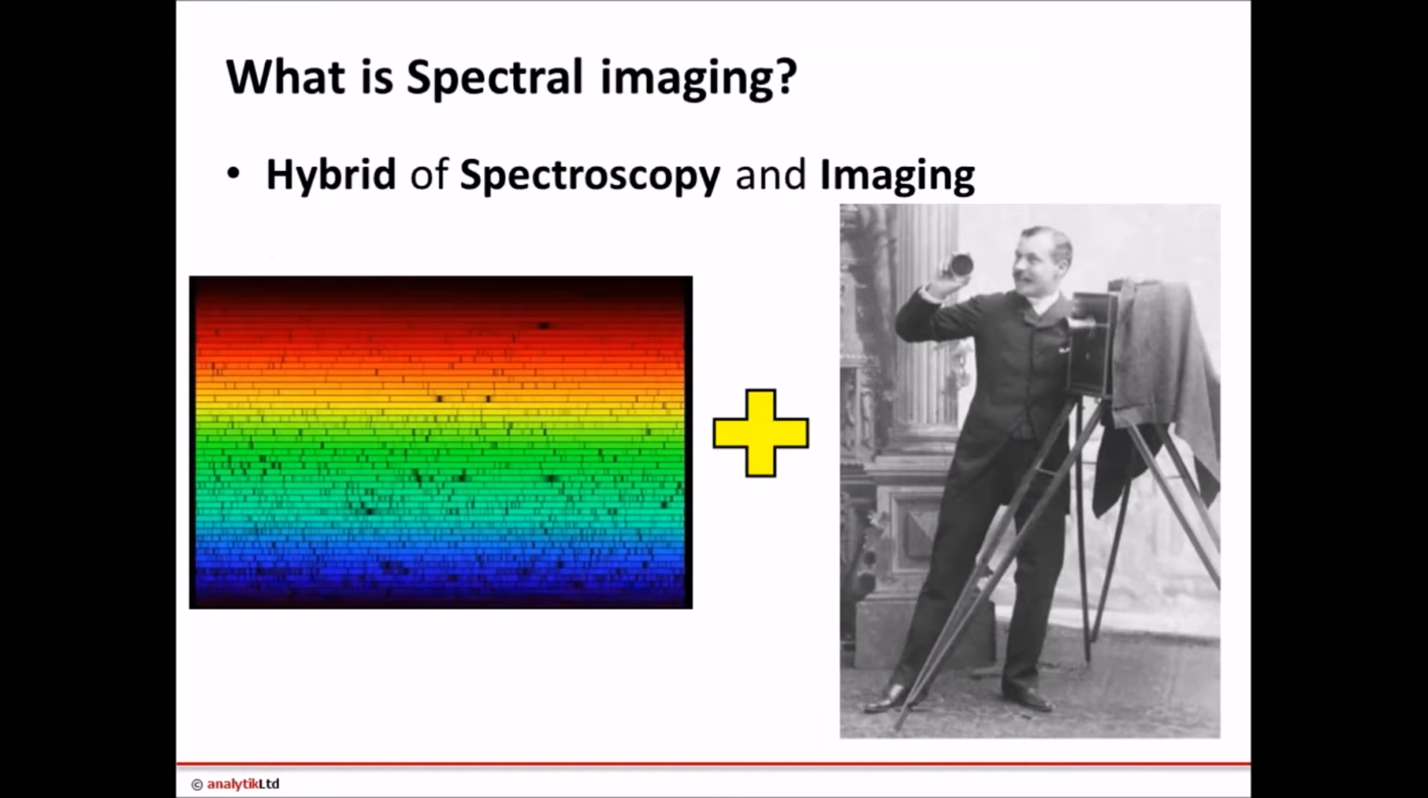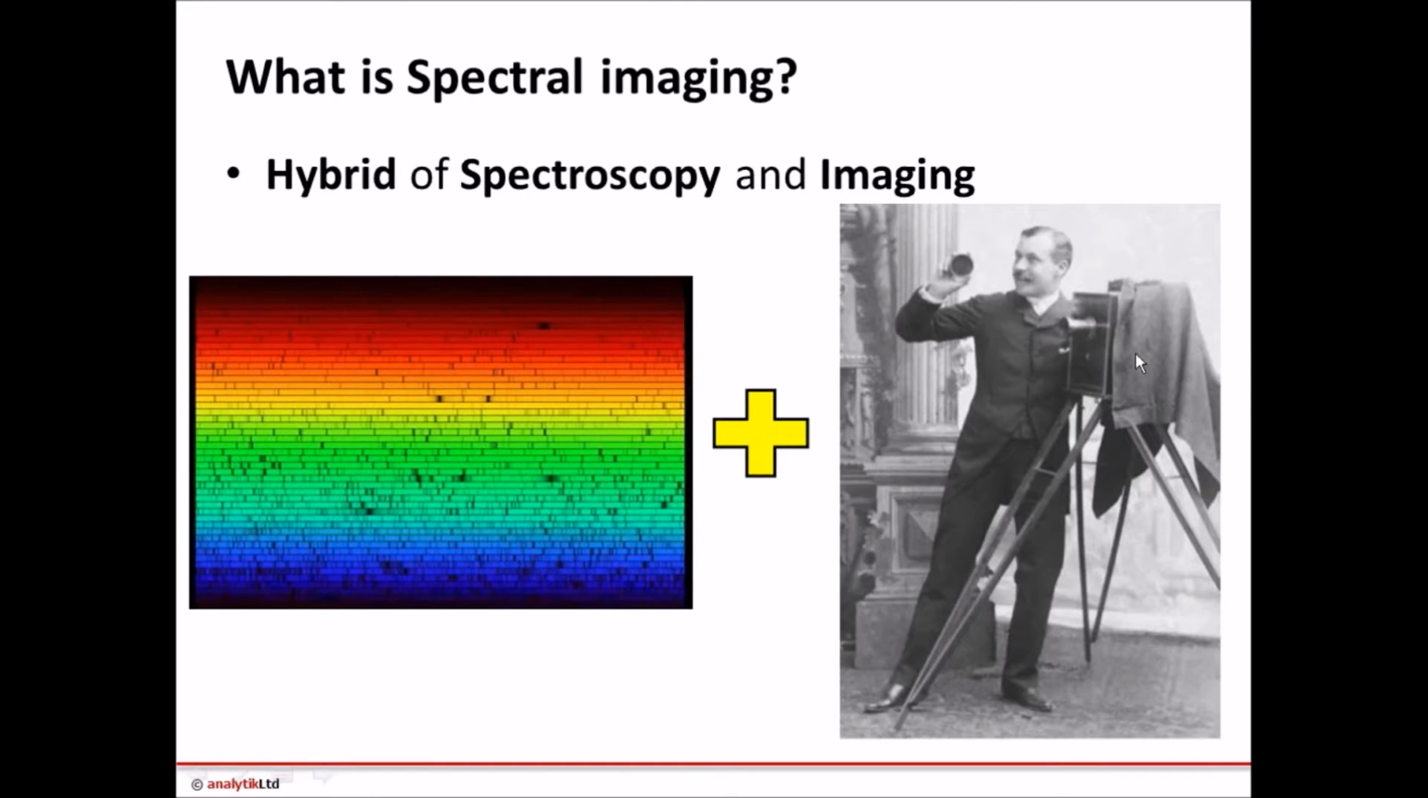So what is spectral imaging in the first place? Well, it's a hybrid of spectroscopy and imaging. These two techniques, spectroscopy and imaging, have each been around for well over 100 years. On the left-hand side, you can see a spectrograph of light collected from an exoplanet, a planet in another solar system. We can tell a lot about the atmosphere on this planet just by looking at the light collected from when it passes in front of its home star. All these gaps in the spectrum tell us a lot about the chemical composition of its atmosphere.